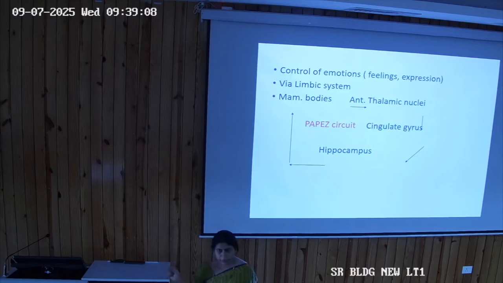So there is a difference between hippocampus and hippocampal formation. What are the two structures which are responsible for hippocampal formation? The hippocampus and the dentate gyrus. They will be getting information. From where will they get the information? Through the cingulate gyrus. And from the hippocampus, the output information is coming to the hypothalamus. That forms the Papez circuit.